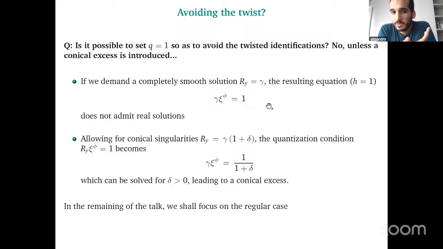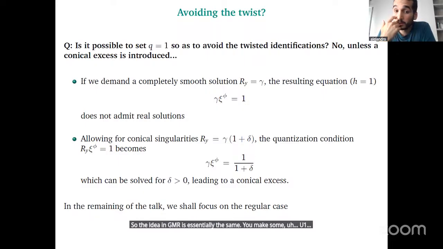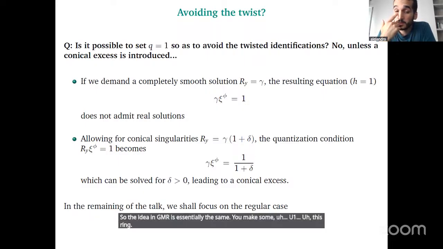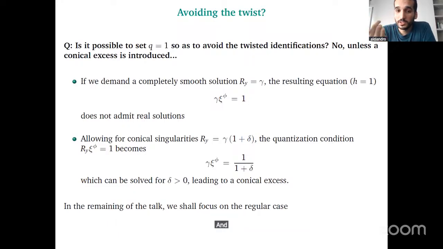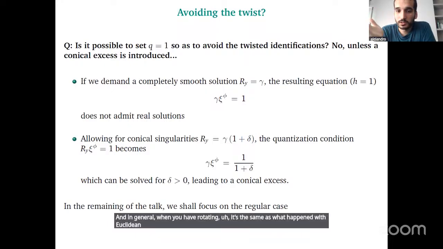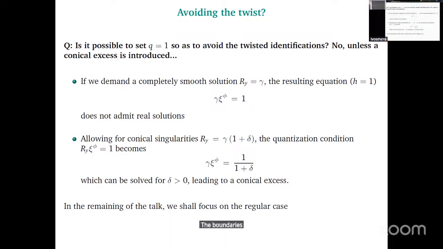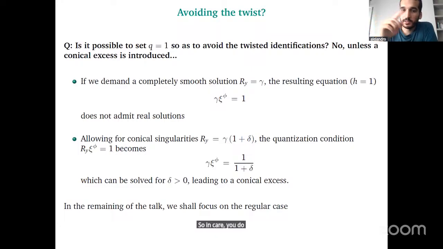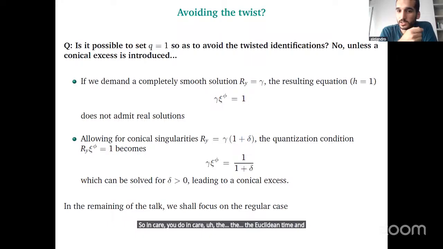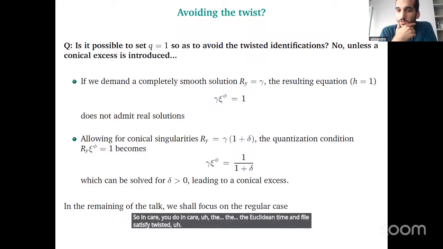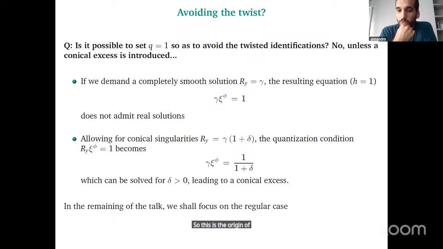So the idea in JMaRT is essentially the same. You make some U(1) string, and in general, when you have rotating, it's the same as what happened with Euclidean rotating black holes. The boundary is twisted. In Kerr, the Euclidean time and phi satisfy twisted periodic identifications. So this is the origin of this problem.